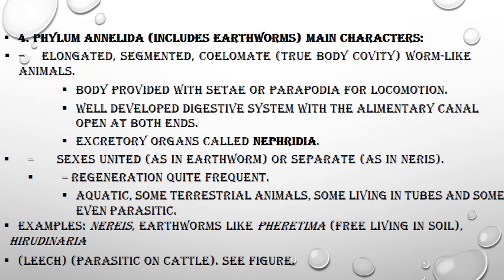Excretory organs called nephridia. Sex is united as in earthworm or separate as in nereis. Regeneration quite frequent. Aquatic, some terrestrial animals, some living in tubes and some even parasitic. Examples: nereis, earthworm like Pheretima posthuma, free living in soil. Hirudinaria, leech, parasite on cattle. You can see in the figure.